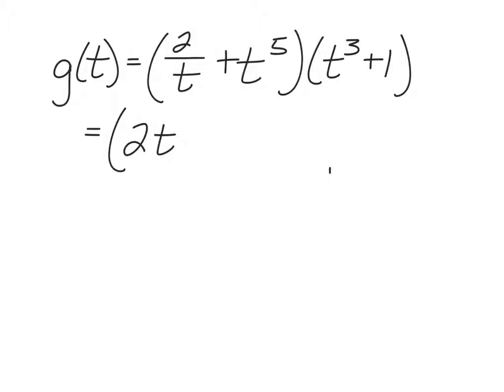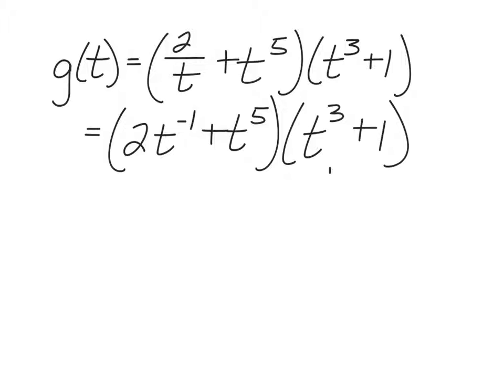2 times t to the negative 1 plus t to the 5th times t cubed plus 1, so that we can easily use the power rule. We see that it's going to require a product rule because we have a function times a function, or an expression times an expression. So let's set that up.